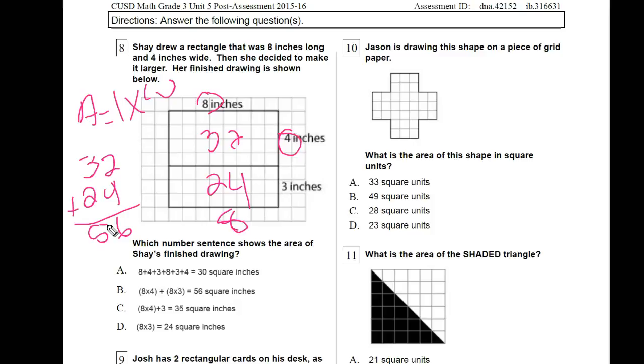So which number sentence shows the area of Shay's finished drawing? A, B, C, or D? Look at B. First of all, my answer was 56. There's no other answer that has 56. And they multiplied 8 times 4 first, then they multiplied 8 times 3 next, and then they add them.